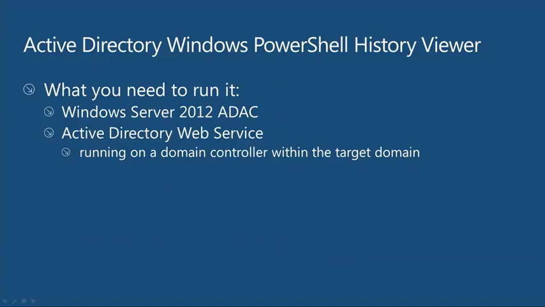The good thing about the PowerShell history viewer is that all we need to run it is the Active Directory Administrative Center from 2012. So that's available with Windows 8 with the Remote Server Administration Tools, or from a Windows 2012 domain member. You don't need to have the functional level. You don't need to have a domain controller even for 2012. As long as you've got basically the Active Directory web service, which all 2008 R2 DCs have by default.